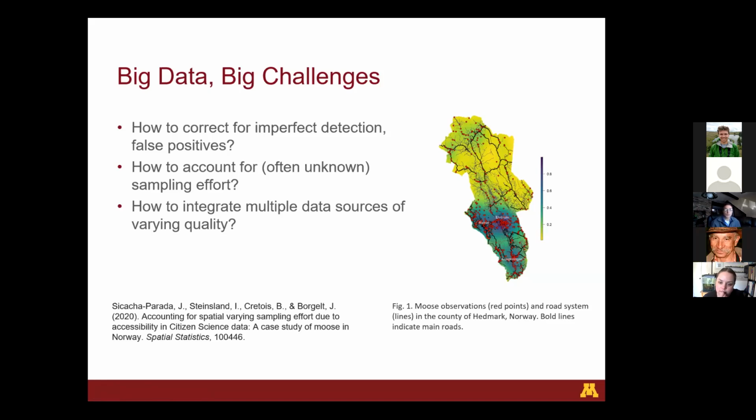So there are lots of methods out there, and a lot of work trying to develop new methods that can account for variable and unknown sampling effort, and also to integrate multiple data sources. So maybe we can take these citizen science data that have these different sampling biases and combine them with more structured survey data to allow us to overcome some of these sampling biases. And there's been a lot of work in that area.